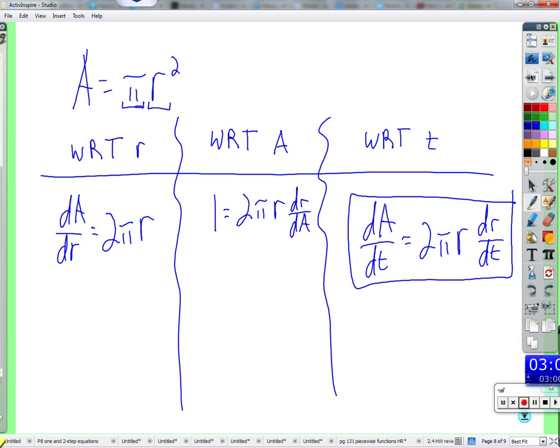Well, let's take a look at this. Here's the derivative of this function with respect to r. What does it mean for the area to change with respect to r? Here's a circle with an angle. I want to know how many square units I'm getting versus how many linear units I'm getting. Does that make sense?